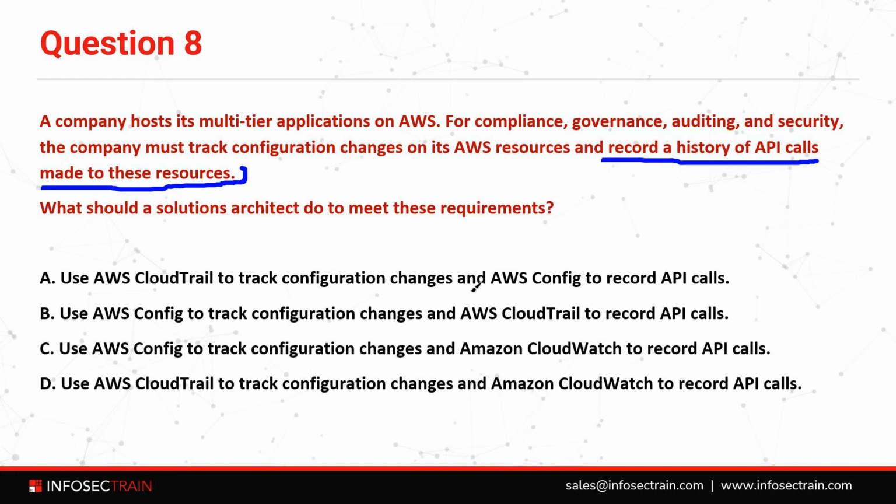CloudTrail to track configuration changes, and AWS Config to record the API calls. No, it's kind of the complete opposite. AWS Config to track configuration changes, as I mentioned to you in the previous question, and CloudTrail to record the API calls. Okay, this looks good.